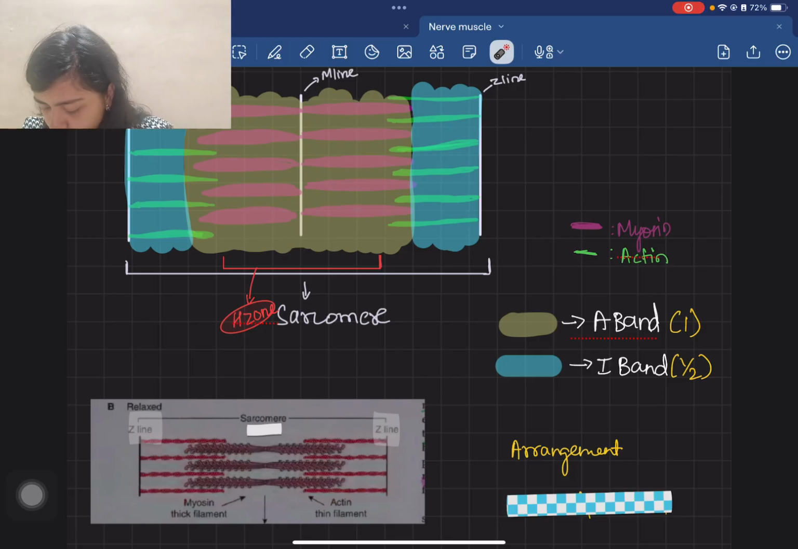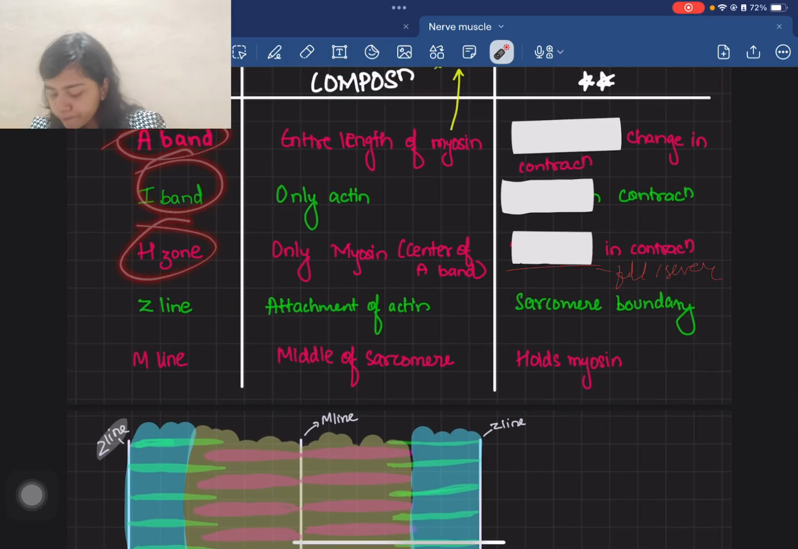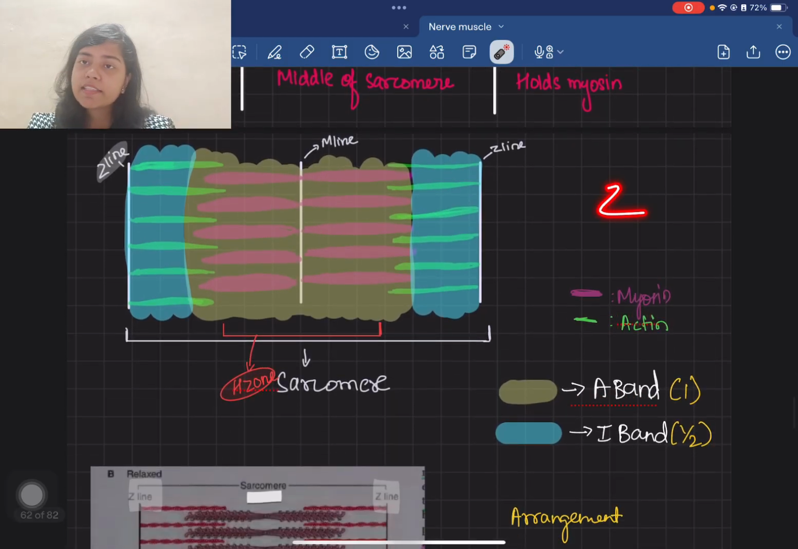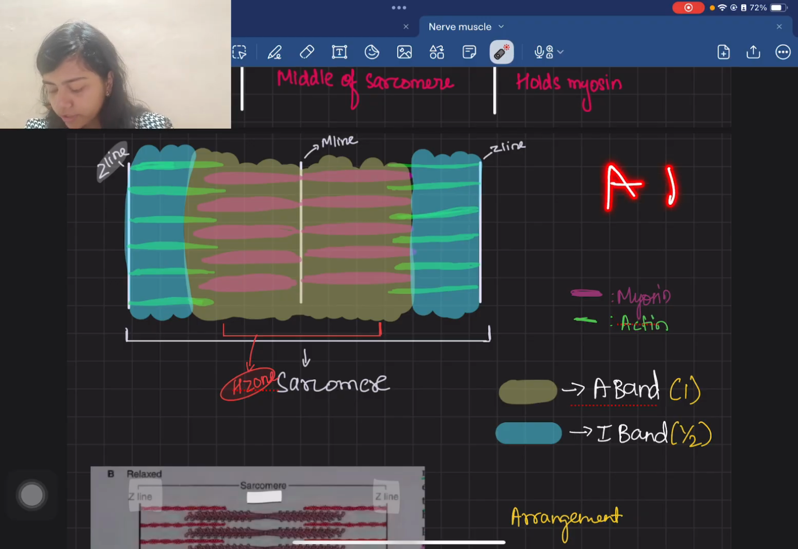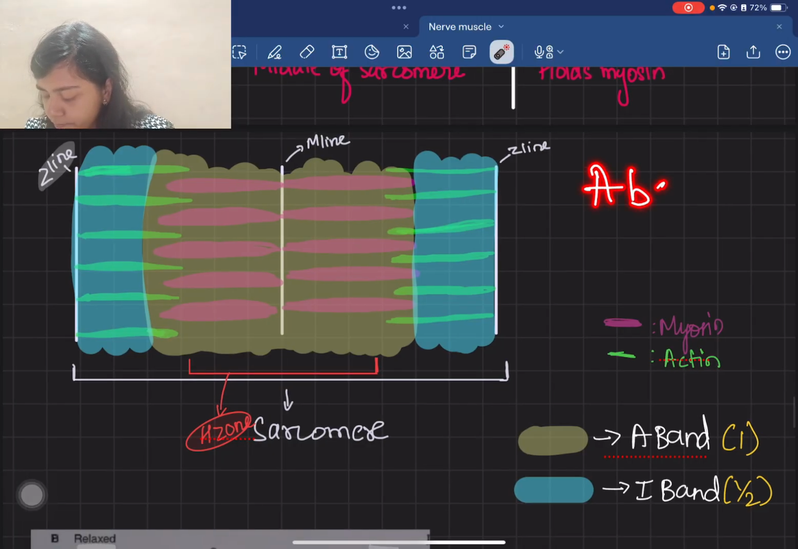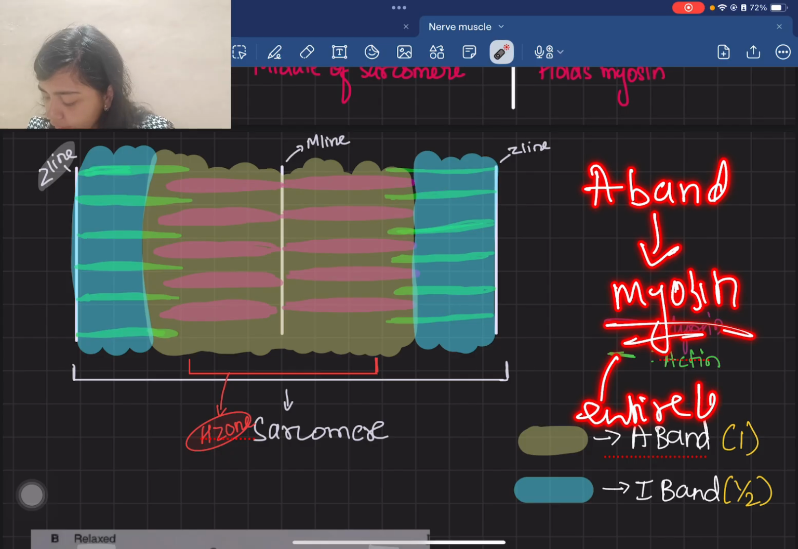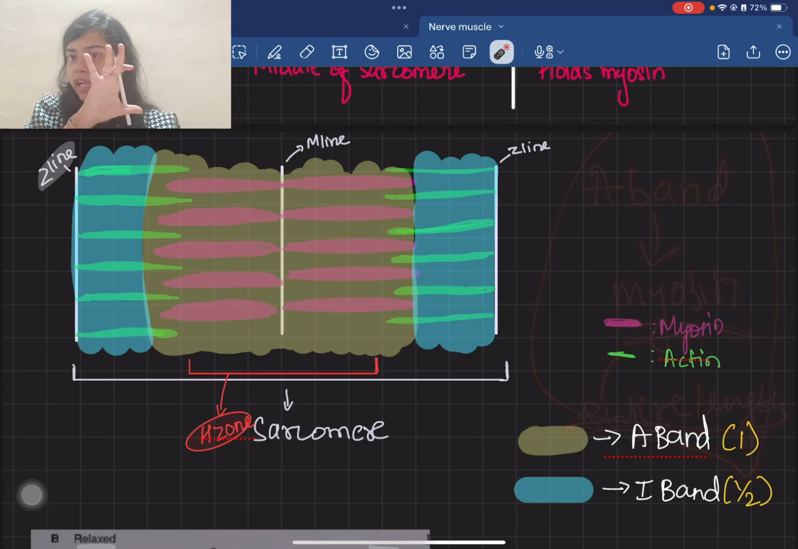Now the other terms which I want you to know are I band, A band, and H zone. The Z line can also be called the Z disc. The other terms are A band and I band. What I want you to remember is that the A band is going to include the entire length of myosin. The entire area occupied by myosin will be known as the A band.